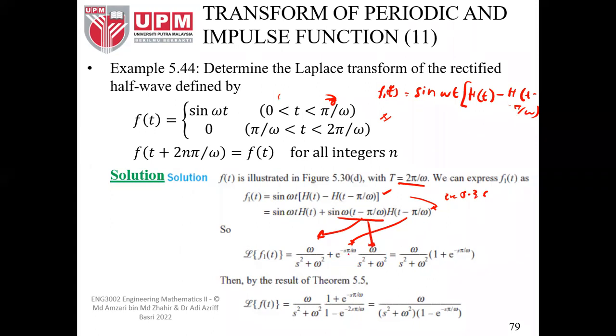So if you simplify, because you have the same omega and the same denominator, you will get omega divided by (s square plus omega square) times (1 plus exponent negative s pi over omega). So by using the theorem previously, the Laplace of this one is omega divided by (s square plus omega square) times (1 plus exponent negative s pi over omega) divided by (1 minus exponent negative 2 pi s over omega). So this can simply become omega over (s square plus omega square) times (1 minus exponent negative s pi over omega).